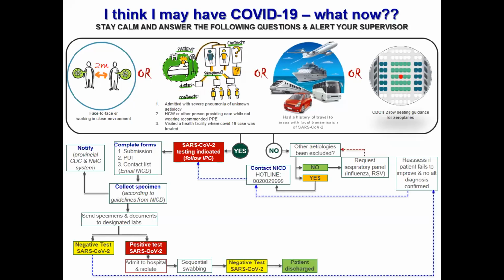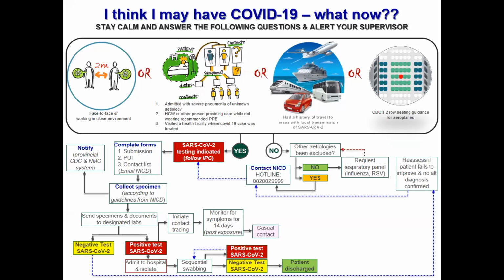Sequential testing will be done. If negative, you will be discharged. If it is positive, then retesting will be done until the test comes back negative. During that time, it is important to do the contact tracing, and there are teams that will be deployed to assist with the contact tracing, and you will be monitored for the 14 days to ensure that those individuals don't present with symptoms.